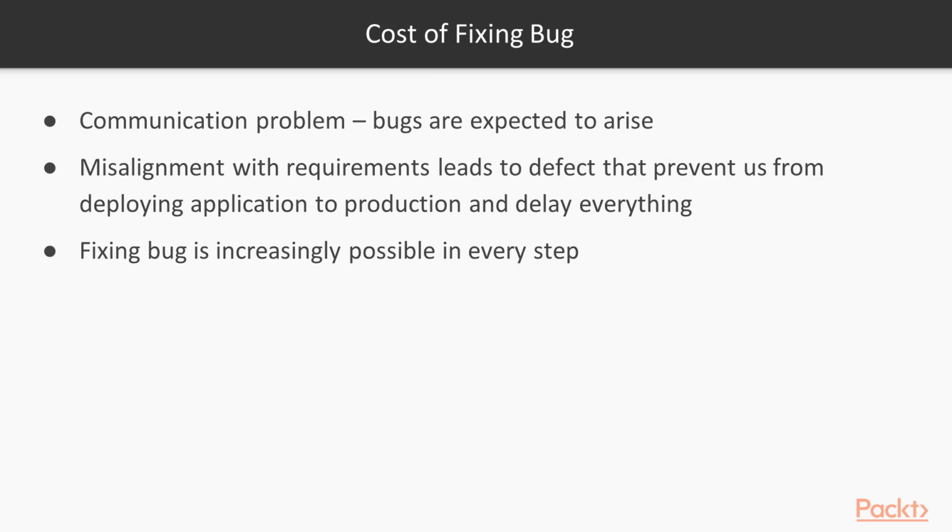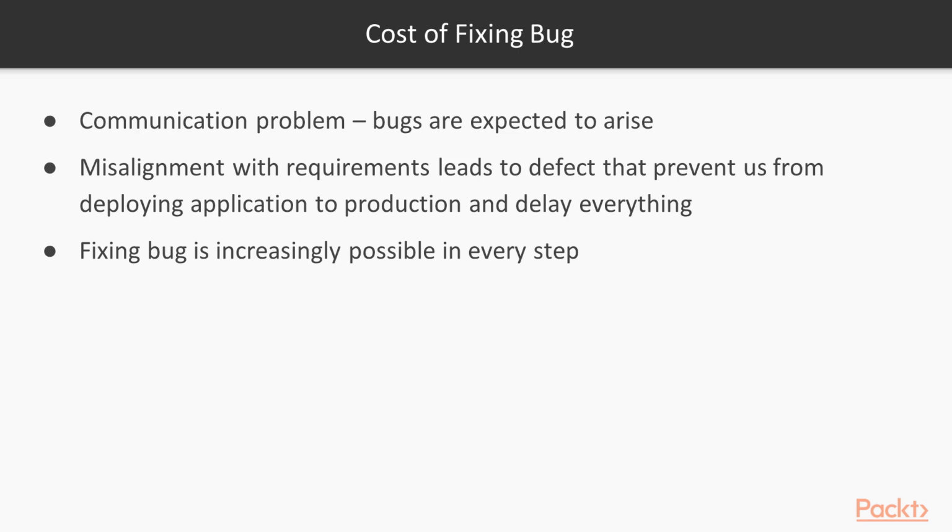Now we will see the cost of fixing a bug. Once we've made it clear that we have a communication problem, bugs are expected to arise during our process. Either a misalignment with the requirements or even the requirements being wrong usually leads to a defect that could prevent us from deploying the application to production and delay everything.